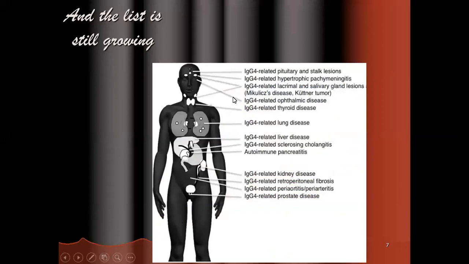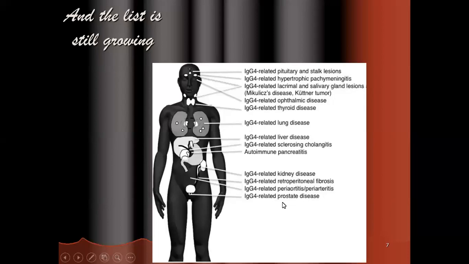Now we can recognize affection of almost all body systems. IgG4-related pituitary and stalk lesions, IgG4-related hypertrophic pachymeningitis in the meninges, IgG4-related lacrimal and salivary gland lesions, Mikulicz's disease and Kuttner's tumor, IgG4-related ophthalmic disease, IgG4-related thyroid disease, before called Riedel's thyroiditis, IgG4-related lung disease, liver disease, sclerosing cholangitis, pancreatitis, IgG4-related kidney disease, retroperitoneal fibrosis, periaortitis and periarteritis, IgG4-related prostate disease.